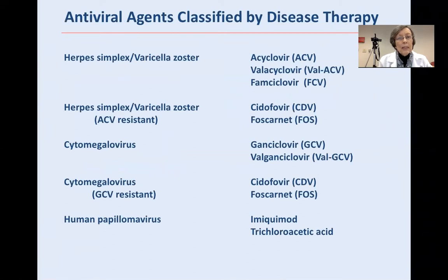So the diseases that we use these drugs for then, herpes simplex and varicella zoster, we use acyclovir or valacyclovir or famciclovir. If we have an acyclovir resistant strain of herpes simplex or varicella zoster, we can use cidofovir or foscarnet. For cytomegalovirus, the drug of choice is ganciclovir or valganciclovir, the valine ester. If we have a ganciclovir resistant strain, then we can use cidofovir and foscarnet. And finally, for human papillomavirus, we have imiquimod and trichloroacetic acid.